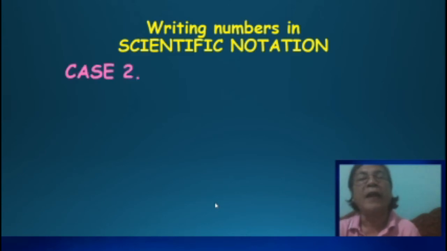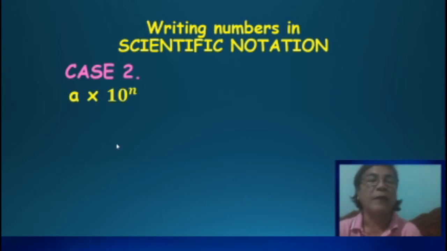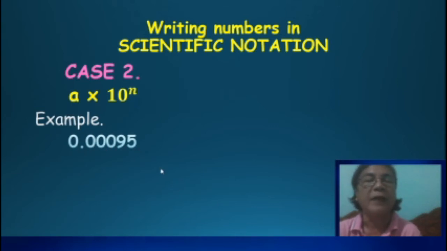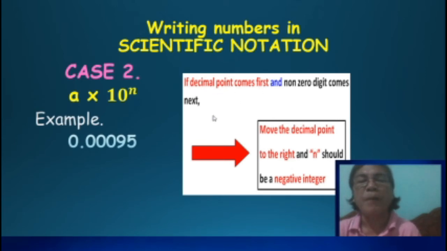And the next now is for case 2. The form will always be a times 10 raised to the n. We have here an example, 0.00095. If the decimal point comes first here, then the non-zero digit comes next, what shall we do? We have to move the decimal point to the right this time. And remember, your n will be a negative integer.